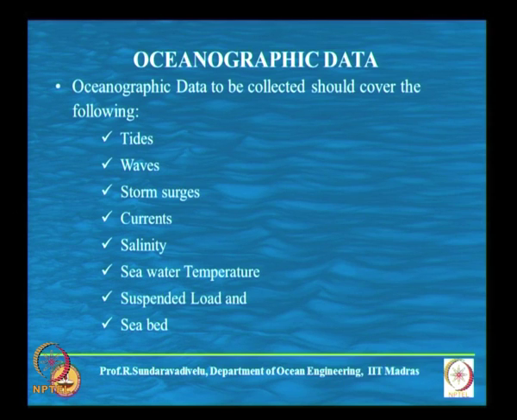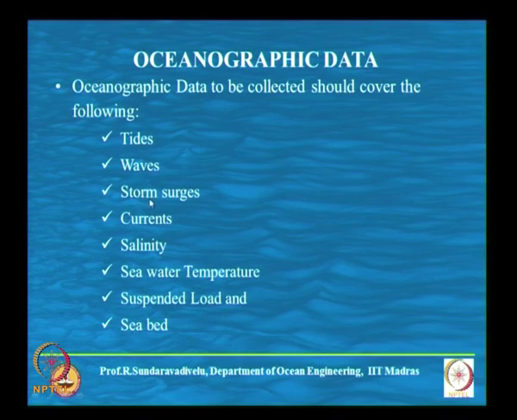Storm surges: whenever a cyclone crosses a particular site, the landfall point, there is a sheet of water which goes along with the cyclone when it is crossing, that raises the water level. Once the cyclone goes onto the land, the water level recedes.